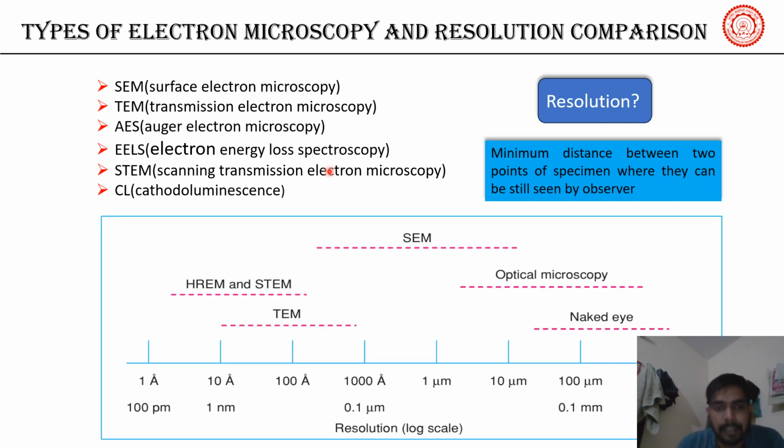Now, this is a picture taken from the West book. Here we see the relative resolution from the naked eye to STEM. Our naked eye has the least resolution, followed by optical microscopy, then SEM, then TEM, and then STEM. So we see here that optical microscopy has a bit less resolution than the transmission electron microscope.